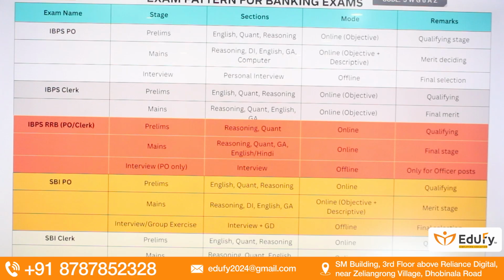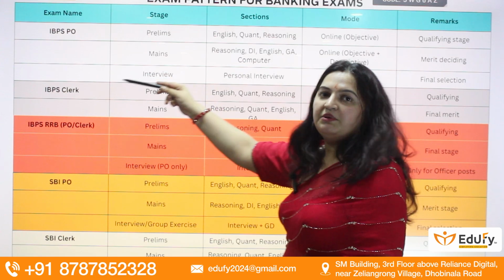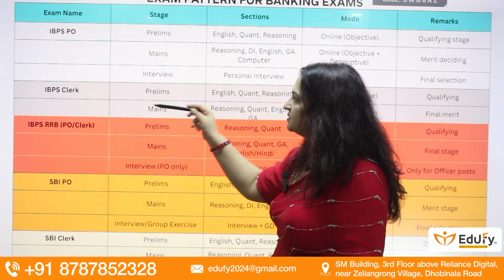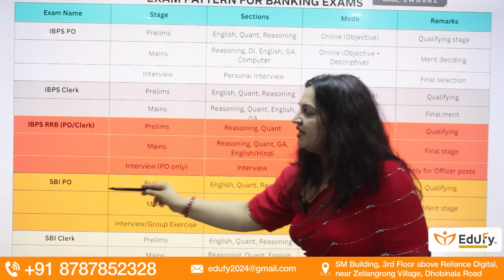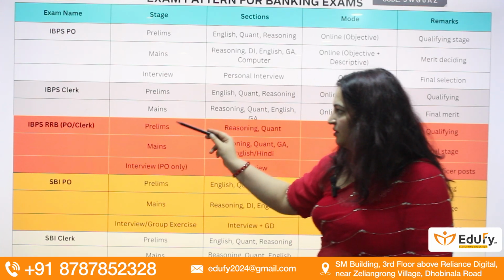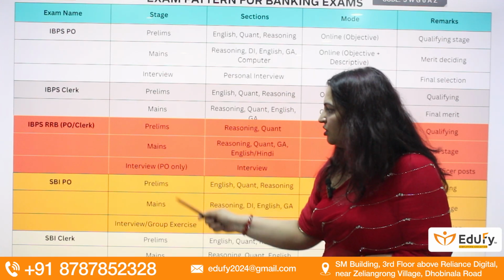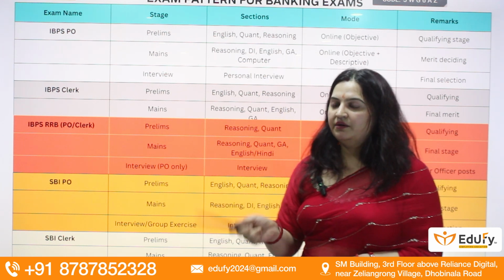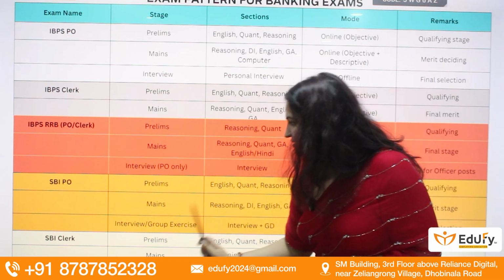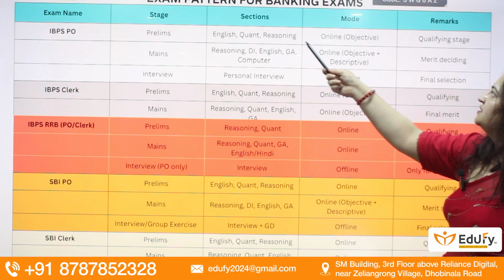You can see the exam pattern for different levels. IBPS PO, pre, mains, interview. IBPS clerk, pre, mains. IBPS RRB, okay, all the three levels are there. Interview is for PO level. SBI PO, pre, mains, interview. For clerical, there will not be any interview. Pre and mains are there. Sections of English, quant, reasoning.